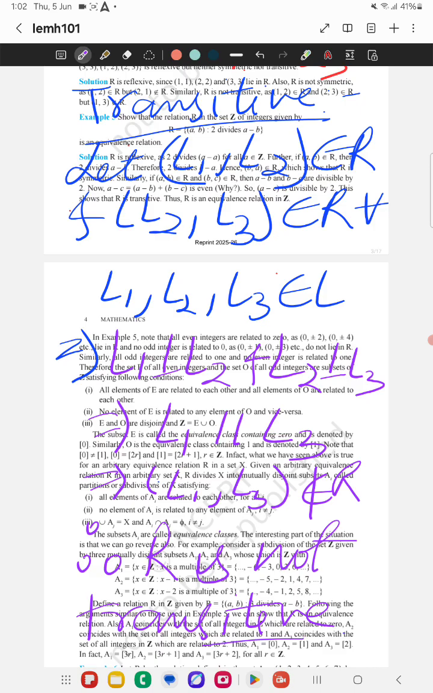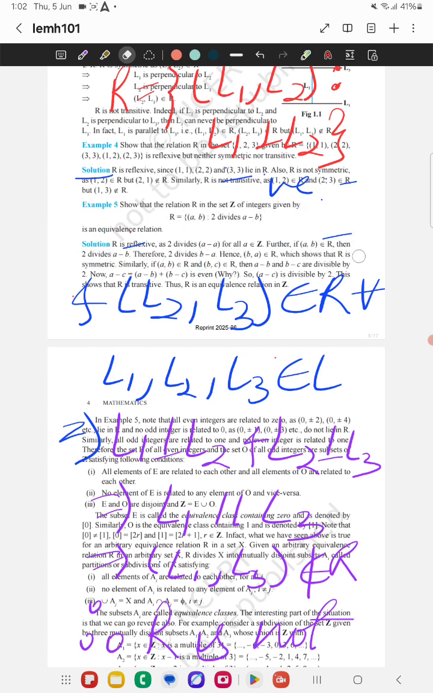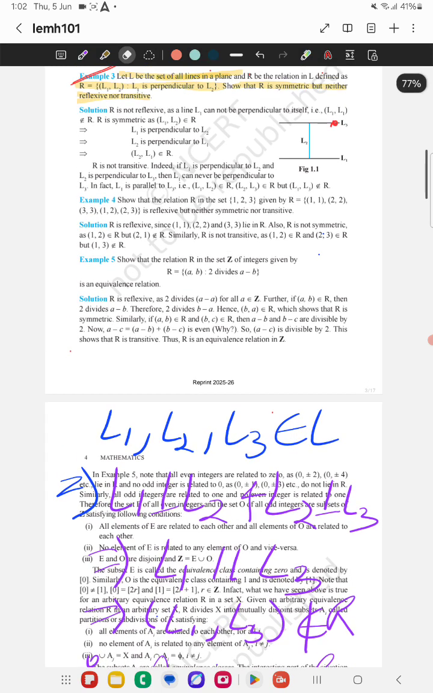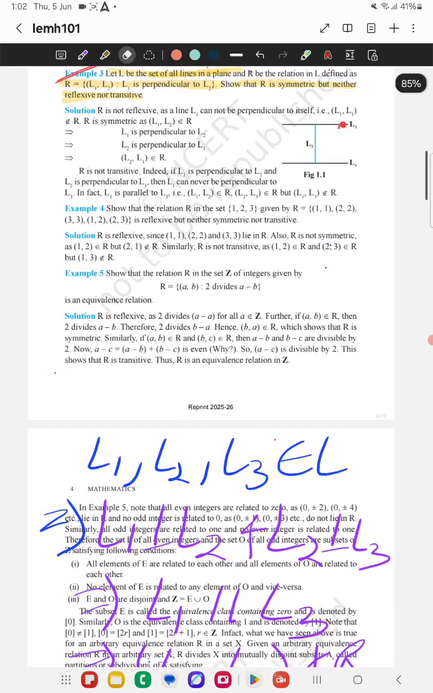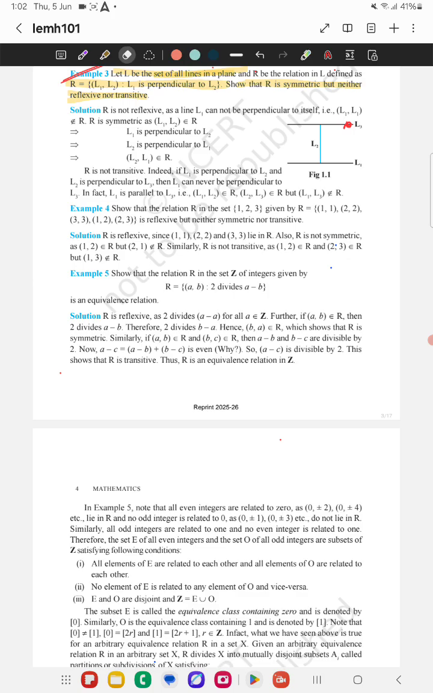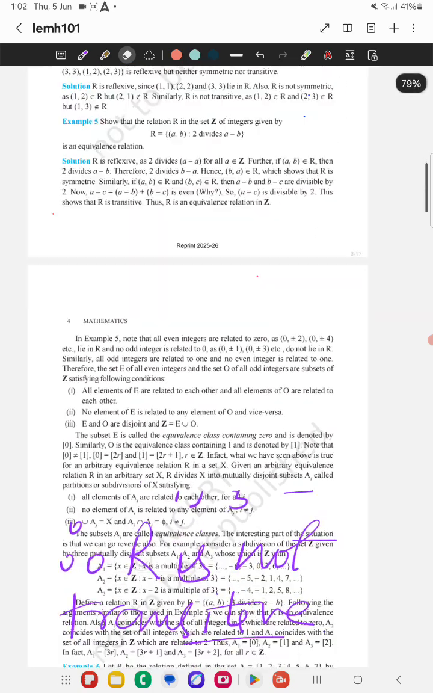So I hope it is clear to you all. This was asked in the question, that we have to show that this relation is symmetric but neither reflexive nor transitive. So we have shown it. You will write, therefore this relation is symmetric but neither reflexive nor transitive.